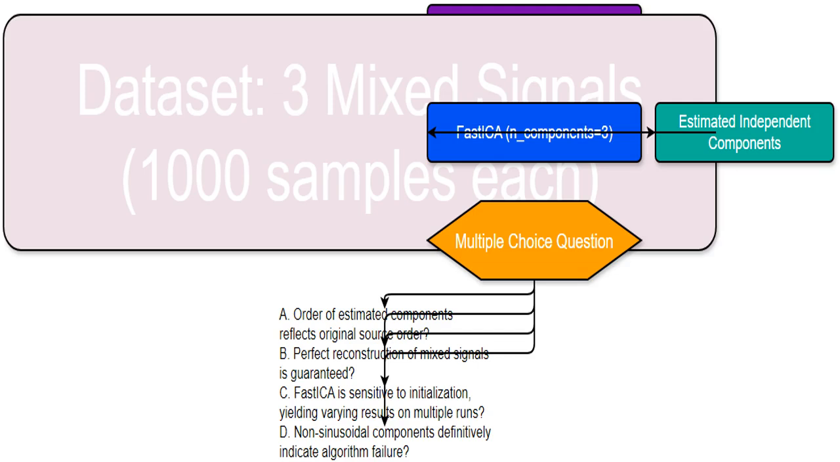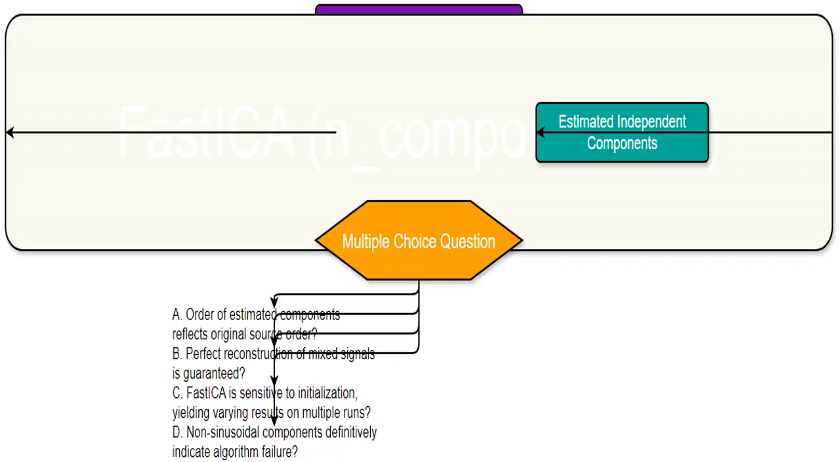My mixed signal has 3 different parts, each with 1000 measurements over time. Imagine it like 3 audio tracks mixed together. We want to isolate each individual track. I'm using FastICA to separate my mixed signal into 3 independent components. The n_components equals 3 part means I'm telling FastICA to look for 3 independent sources.